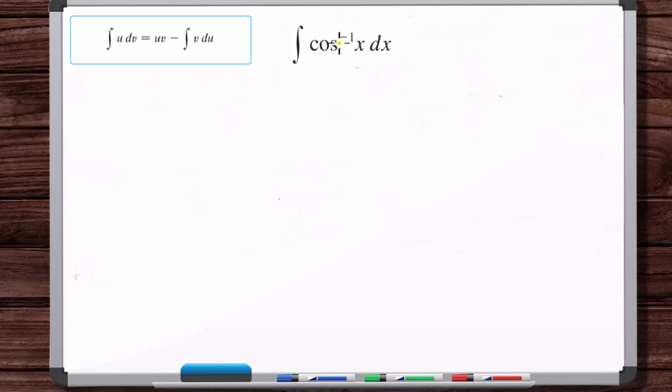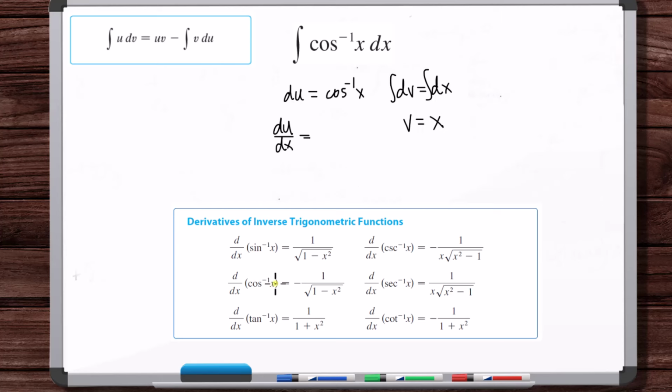So, we know we have derivative rules for inverse trig functions. So, okay, we'll make u equal to inverse cosine of x, and then dv is just equal to dx. So, v is equal to x, du dx is equal to, let's check out the derivative rules for inverse trig functions. Okay, so the derivative of inverse cosine is minus 1 over the square root of 1 minus x squared.